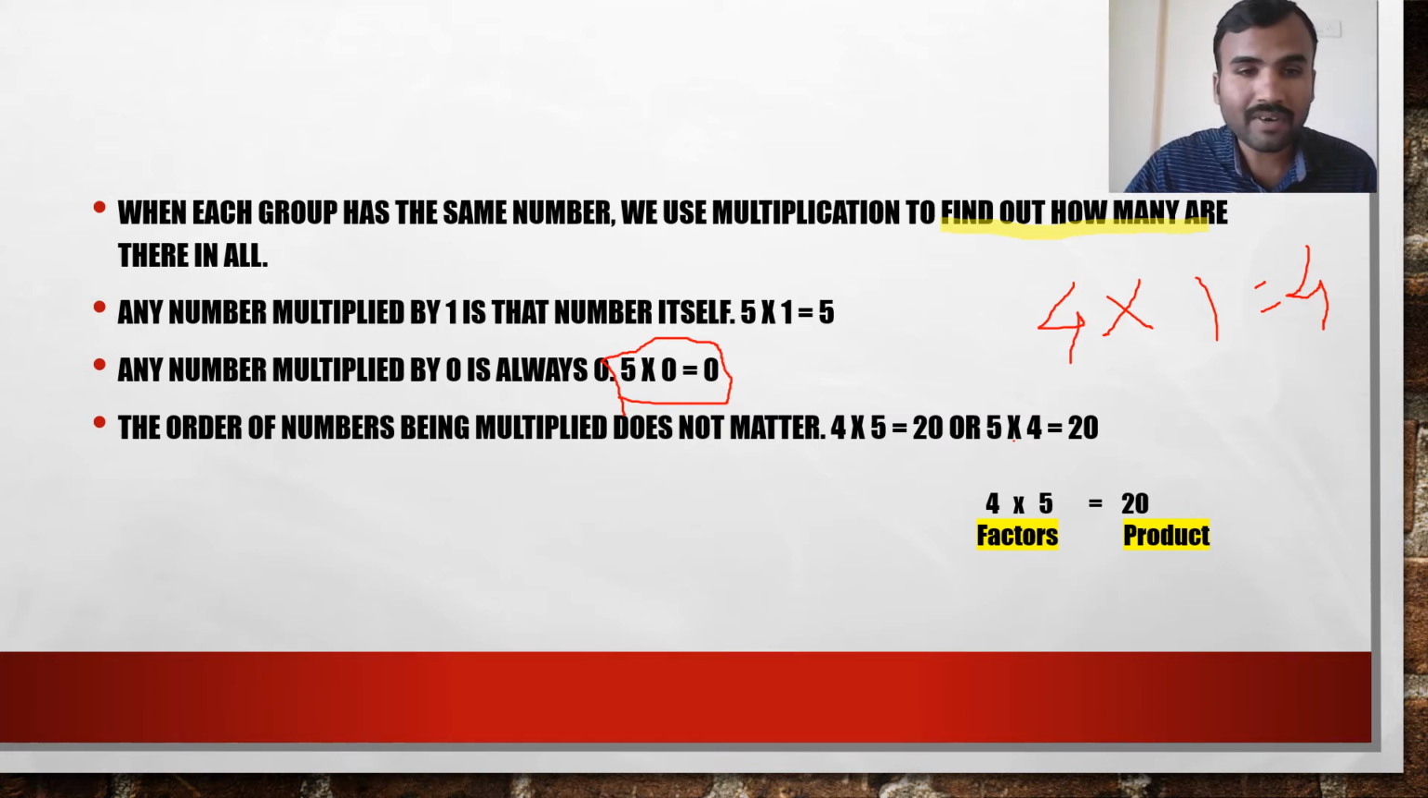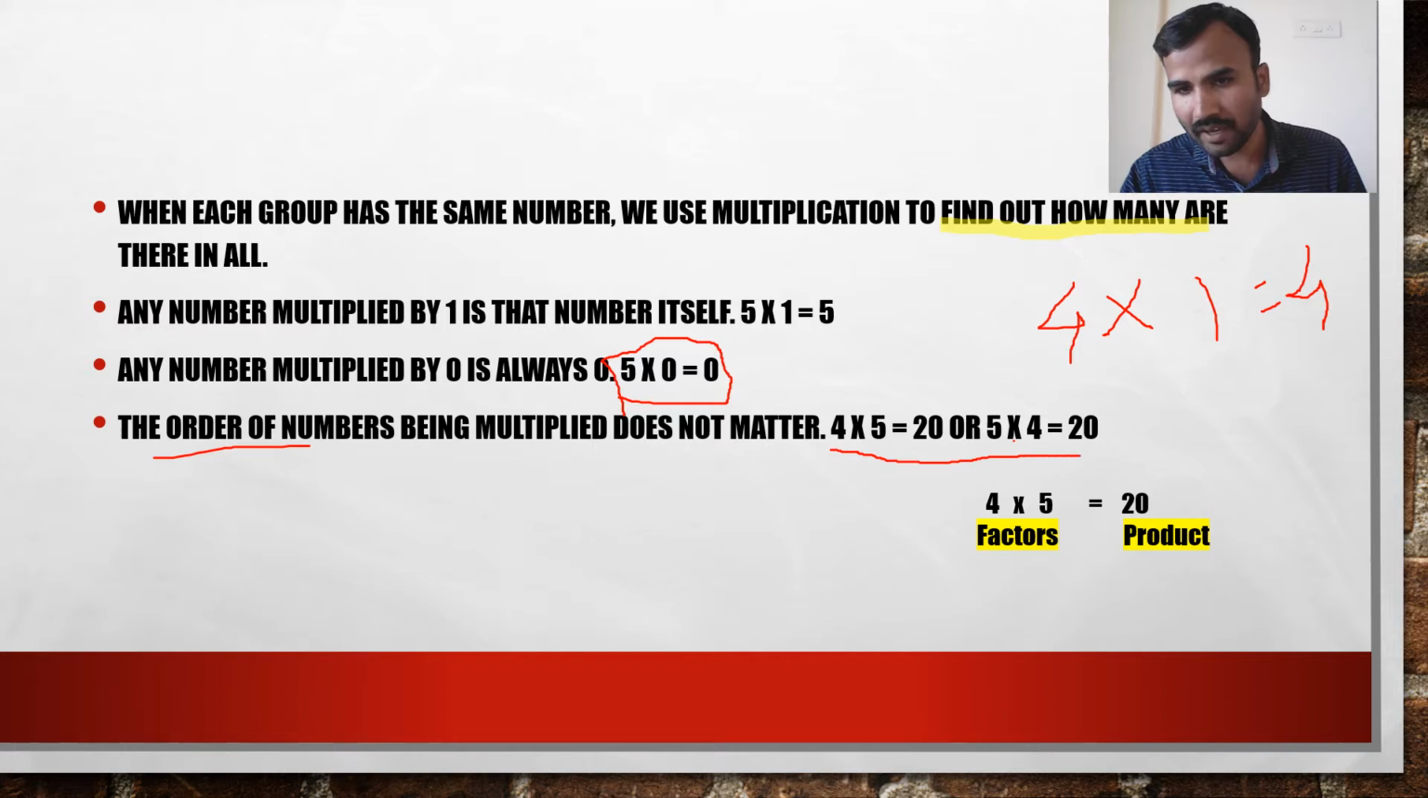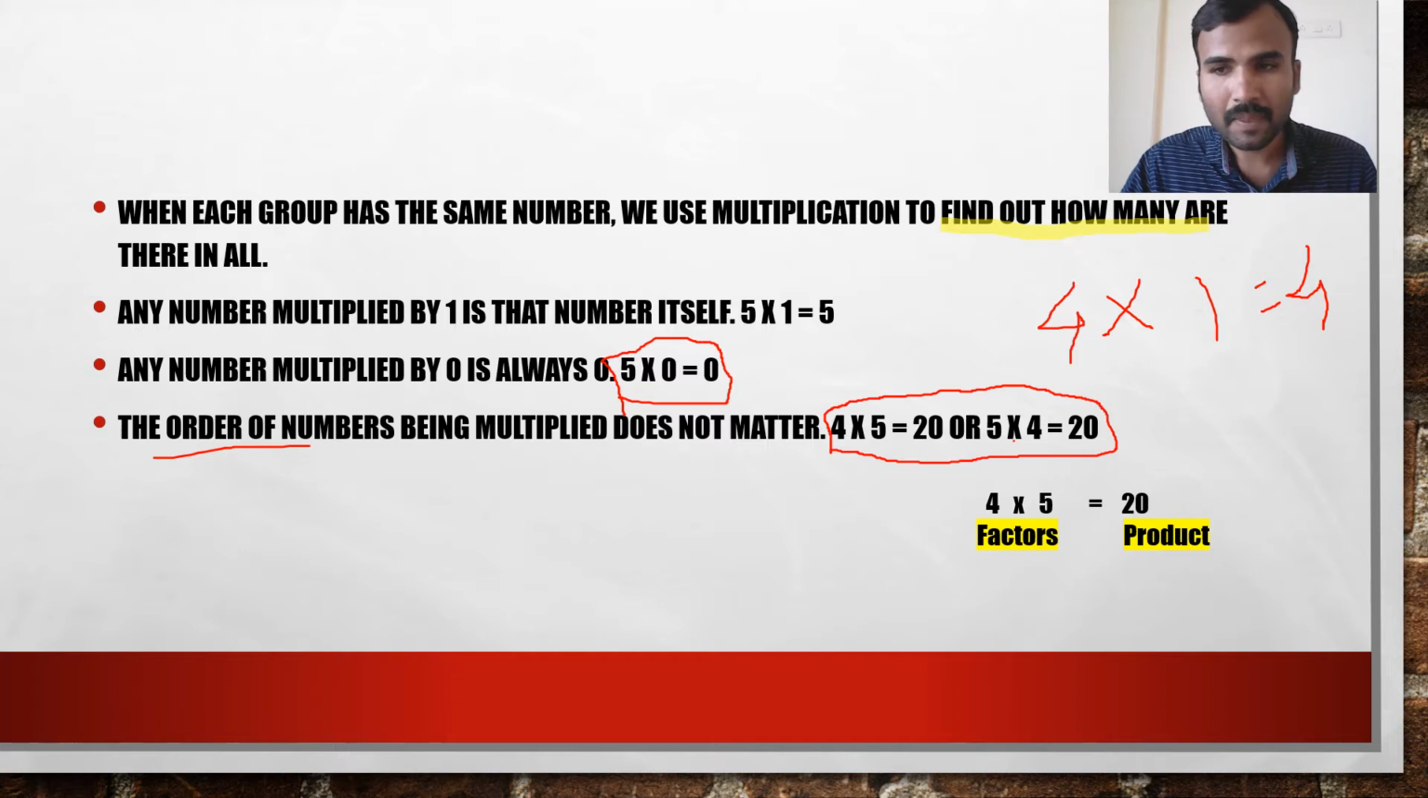Here we have another very important point. The order of numbers being multiplied doesn't matter. It means if you multiply 3 into 2 or 2 into 3, you will get the same answer. Here we have an example. 4 into 5 is equal to 20, or 5 into 4 is equal to 20. So you will get the same product. Is that clear, children? Yes.